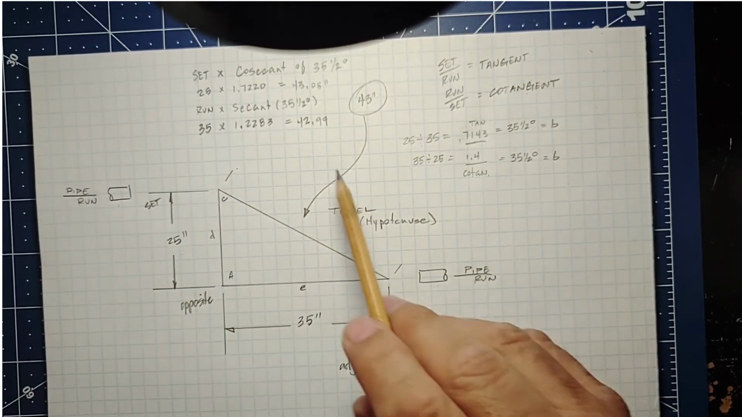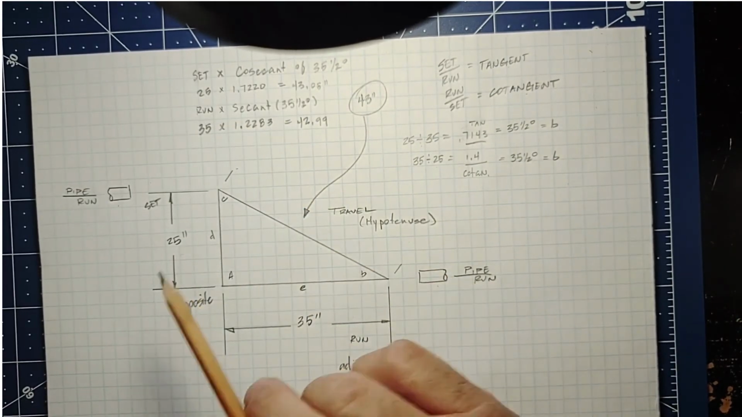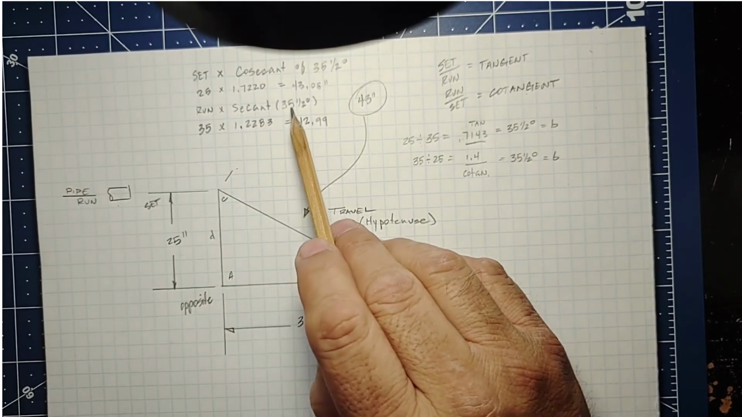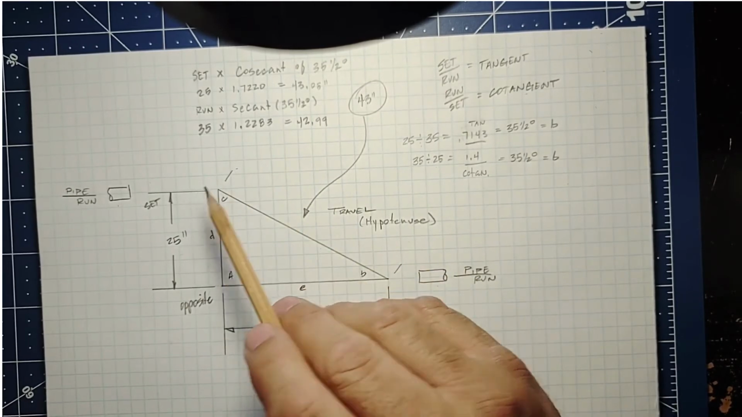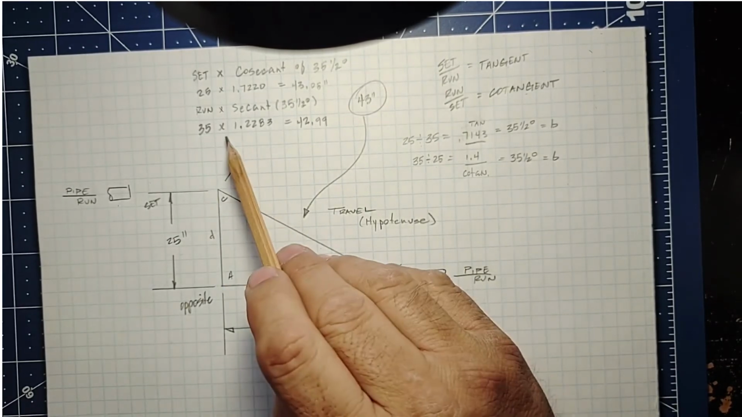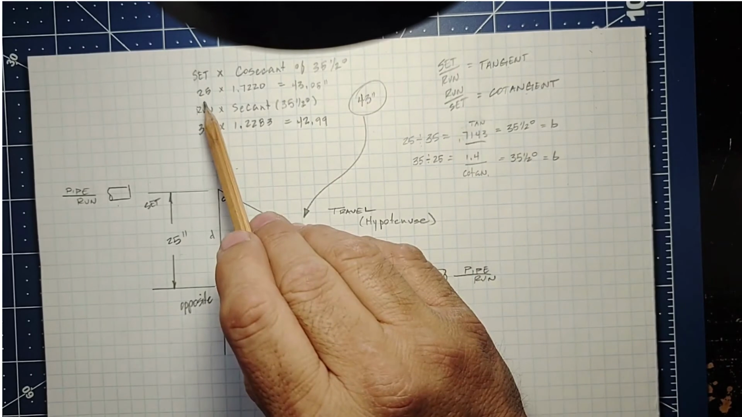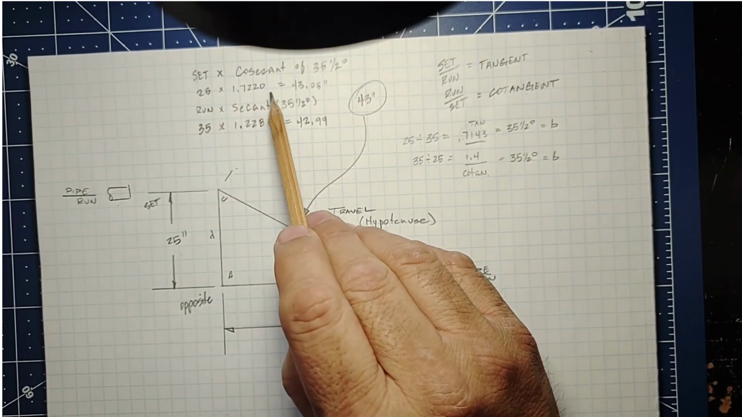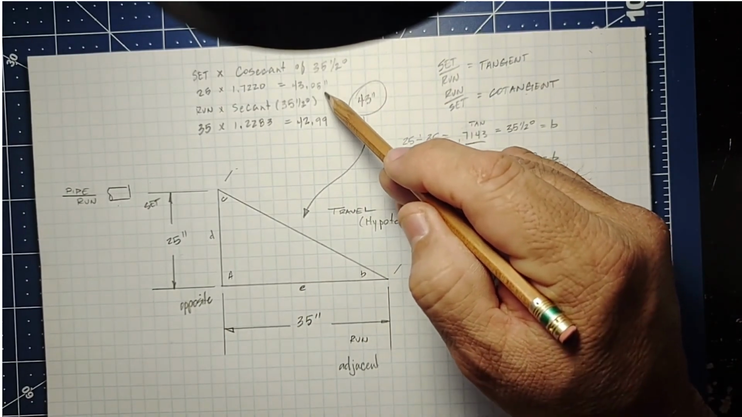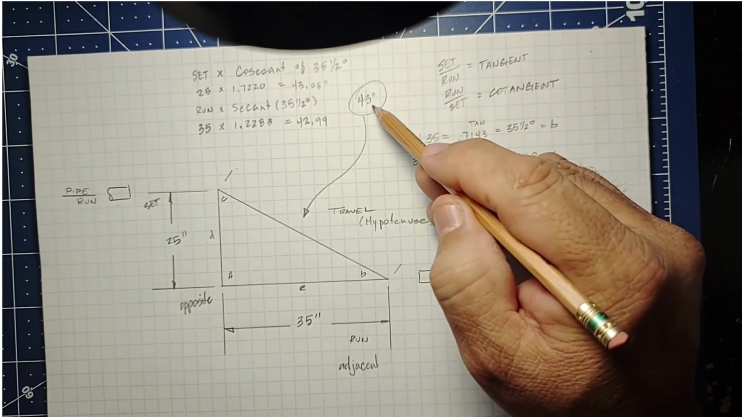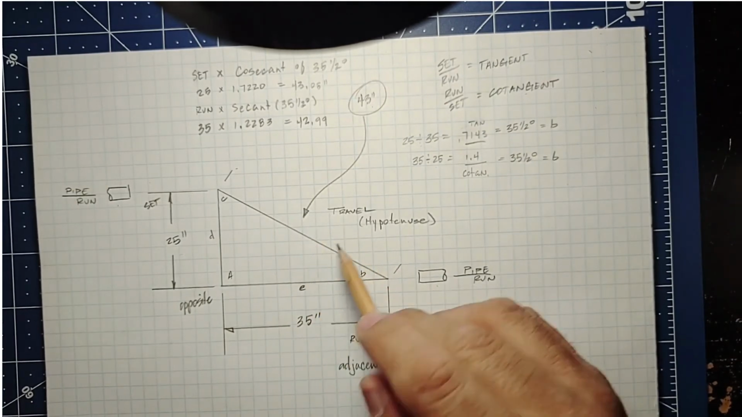Another way we can do that is the run times secant of 35.5 degrees. If you go to your trig table and find the secant of 35.5, that's going to give you a multiplier of 1.2283. 35, which is our run, times 1.2283 equals 42.99. Then we do a little compare and contrast here, and we have 43 inches. And that's what's going to give us our travel, 43 inches.